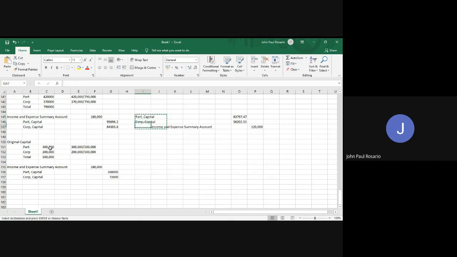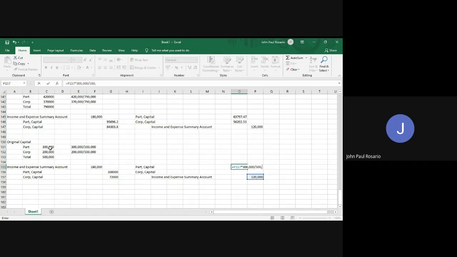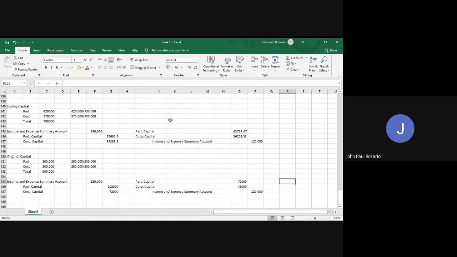Same procedure. Except, the capital balances would be credited while the income and expense summary would be debited after the capital balances, and the income and expense summary account will be credited. So, 120, this is 120, times 300 over 500,000. And then this one is 120 times 200 over 500,000. Let's check if the total is correct. So, 120, so that's the correct profit sharing.